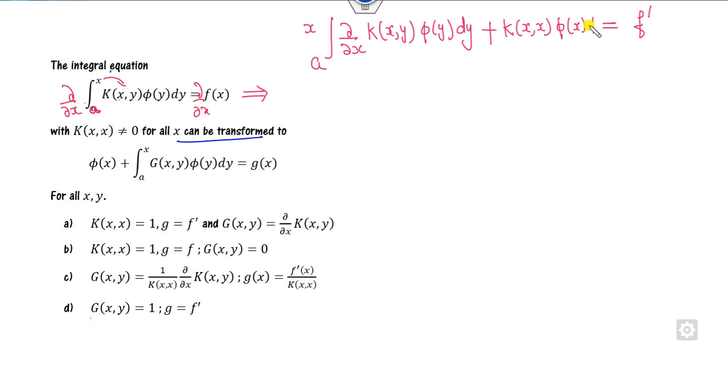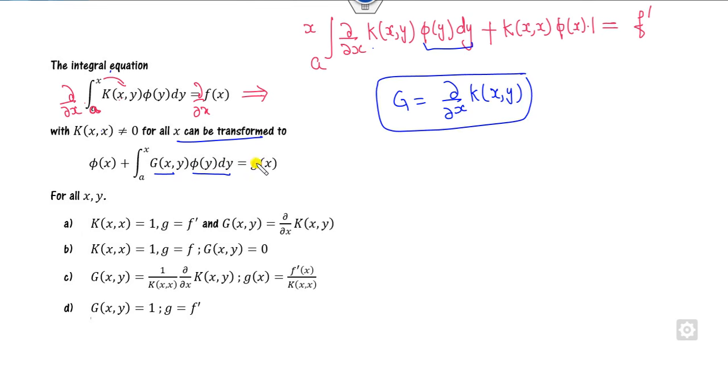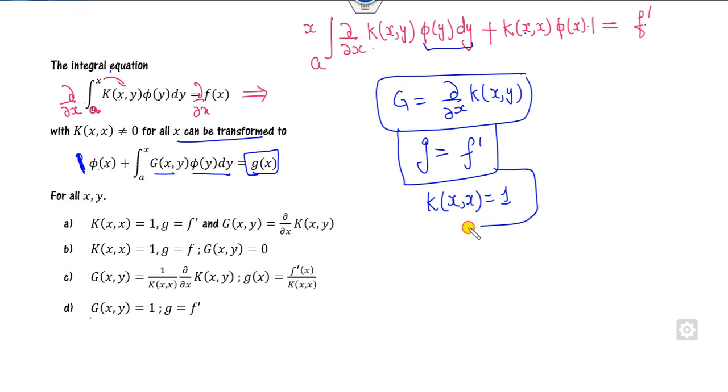You can see the integration is from a to x of phi of y. So what is the meaning of that? G is my partial derivative of k of x comma y. This is the first property. Right hand side is g, right hand side is f, so g is my f dash. Second property, the coefficient of phi is 1. Coefficient of phi is k of x comma x. So k of x comma x is 1. This is the third comparison.